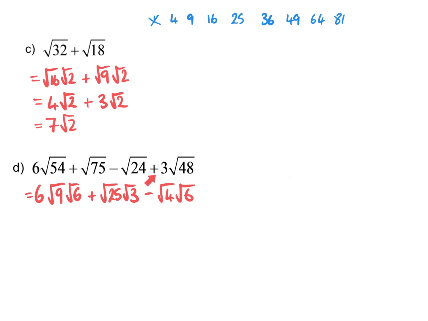The last one has plus 3 times root 48. So that's plus 3 times, and then you'll notice the pattern here. We're getting 2 roots from this root 48. So 48 sits about there. And again, same process.